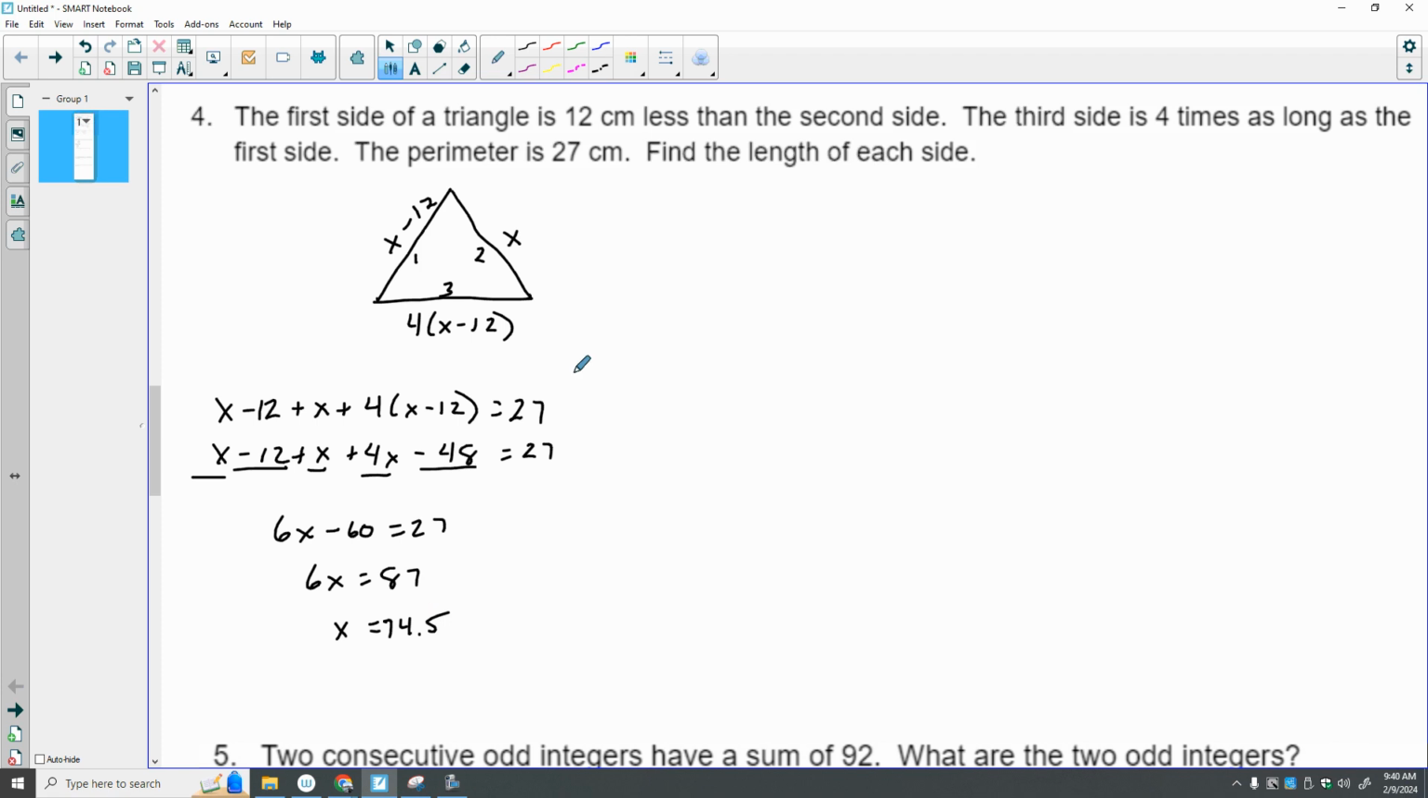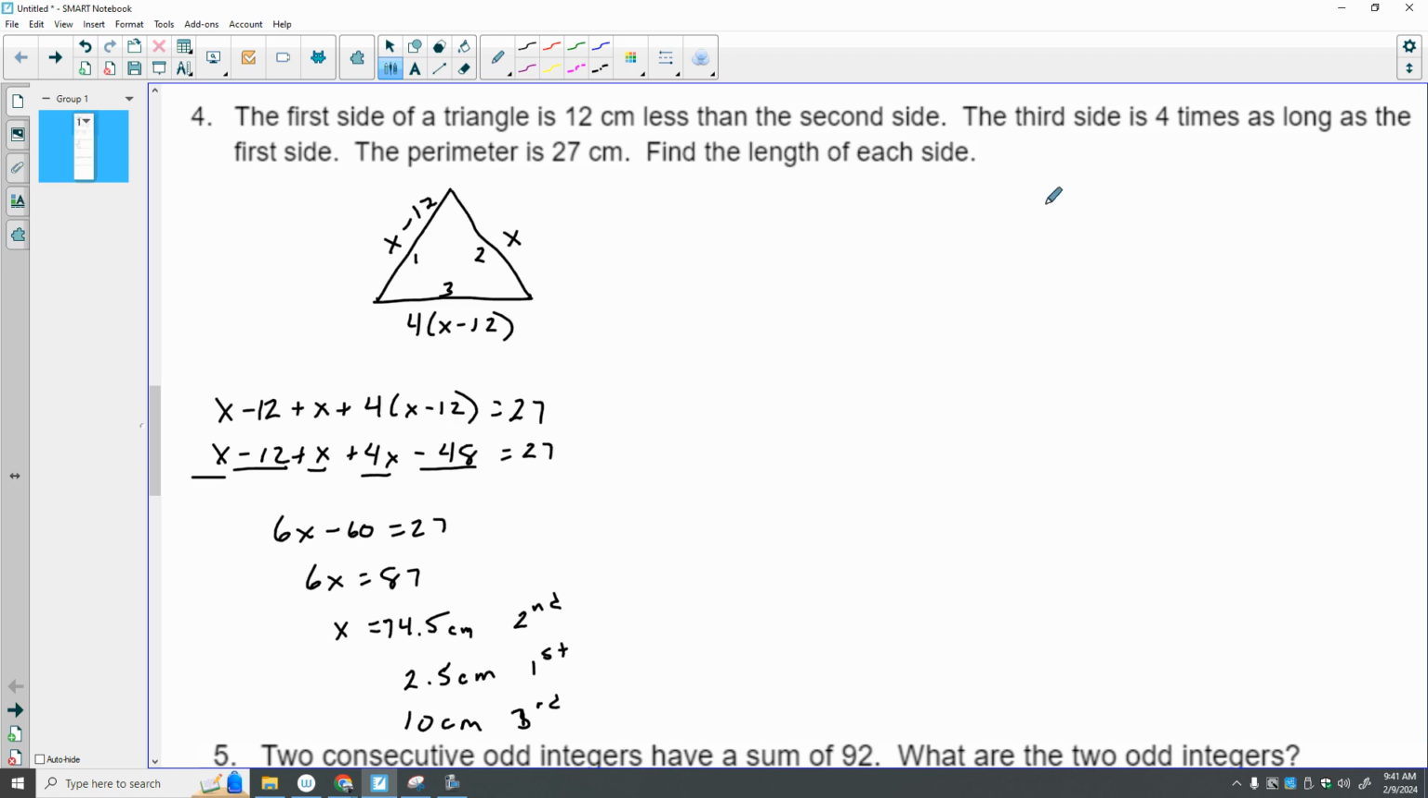Okay, remember what we just found? We found the second side. So the first side is 12 less than that. So there's my second. My first is 2.5. Let's get some units on here. Centimeters. And my third side is 4 times the first. So 4 times 2.5 is 10. Let's double check. Does my perimeter come out to be 27? 14.5 plus 2.5 is 17, plus 10 is 27.